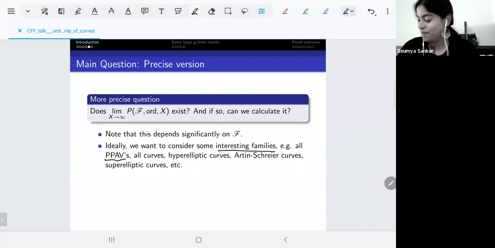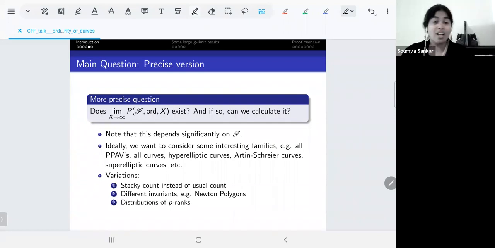But where the measure of goodness is somehow a particular p-rank, which is in this case ordinary. So the p-rank is equal to g. Okay.